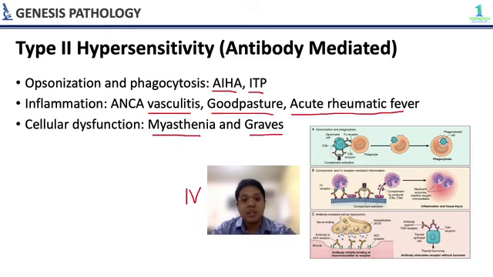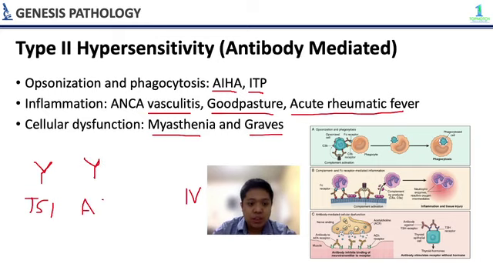Diba sa Graves, merong auto-antibody that is the thyroid-stimulating immunoglobulin. Because of that, mag-overproduce ang thyroid hormone, tapos mag-produce ng hyperthyroid symptoms. Yung myasthenia naman, meron siyang antibodies against the postsynaptic ACh receptor. Since hindi makabind yung ACh dun sa receptor, magkakaroon naman yung mga drooping of eyelid, etc.